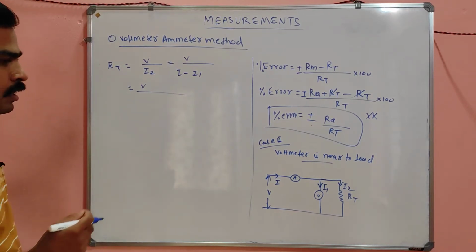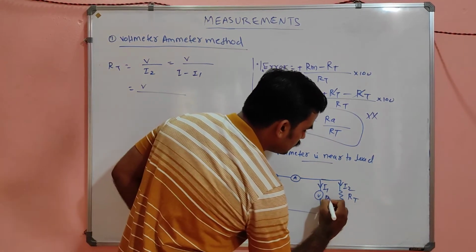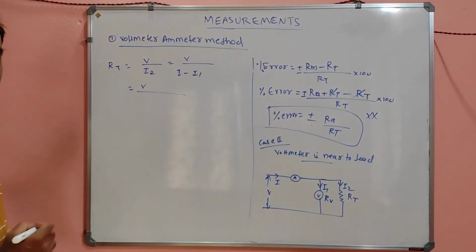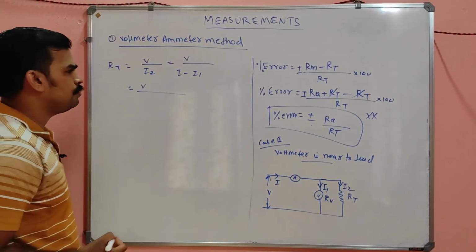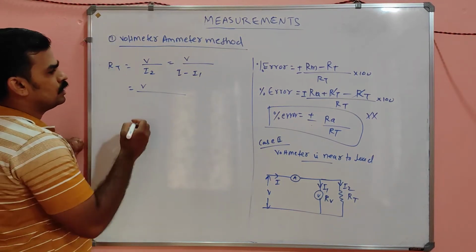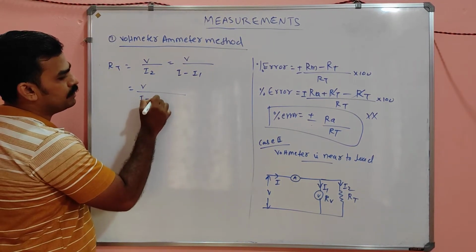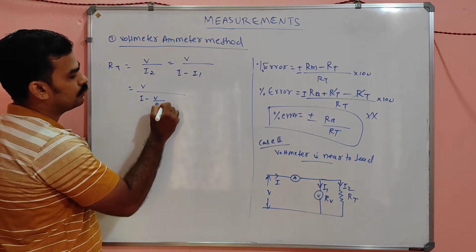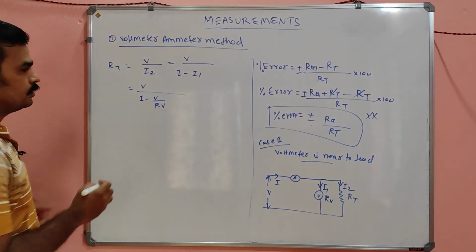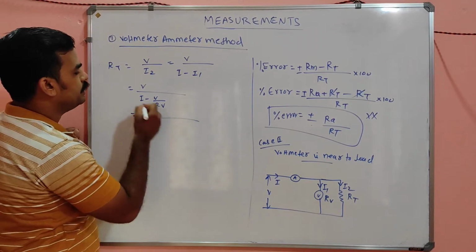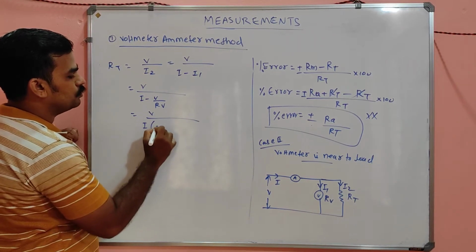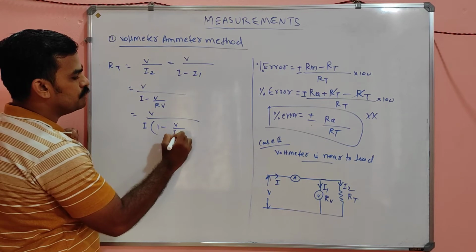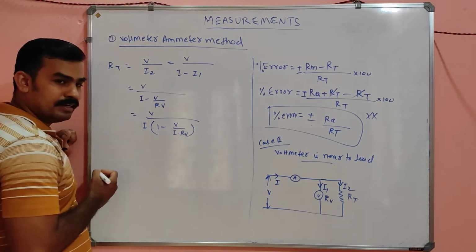Let the voltmeter resistance be RV, because we are focusing on the voltmeter now. So it will be V divided by I minus I1, where I1 is nothing but V divided by RV. Am I correct? Which is nothing but V divided by I into 1 minus V by I into RV. Am I correct, my dears?